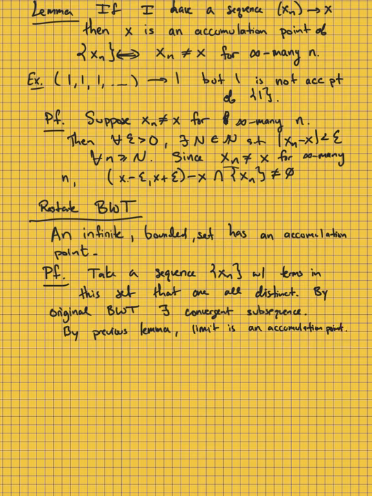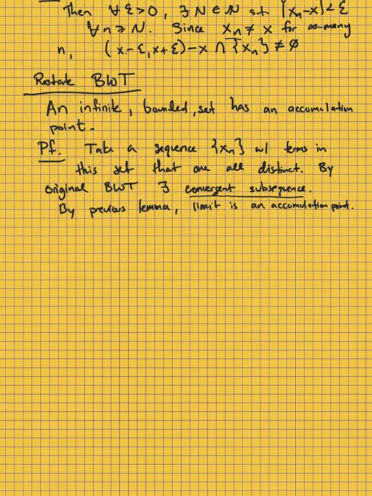Okay, so we found a convergent sequence of distinct terms. Therefore, by the previous lemma, its limit is an accumulation point of this convergent subsequence. That shows it's an accumulation point of the set that you started with. Okay, so now let me go to our two main definitions for today.